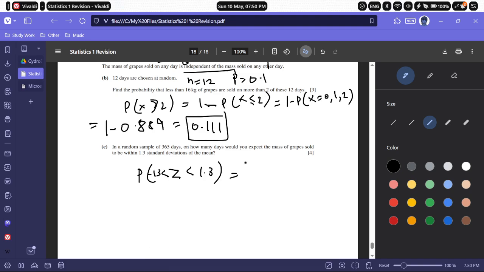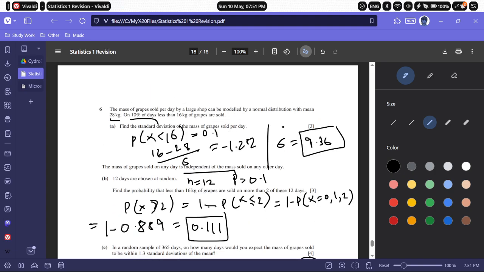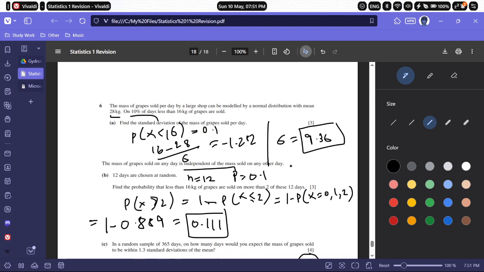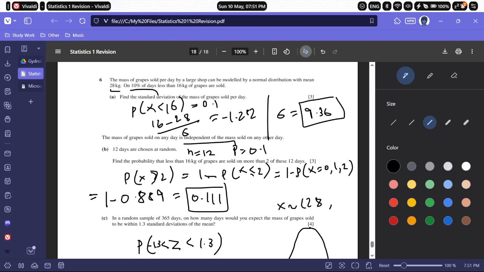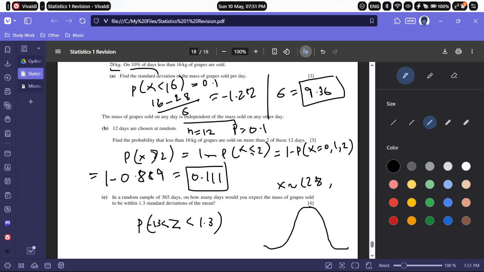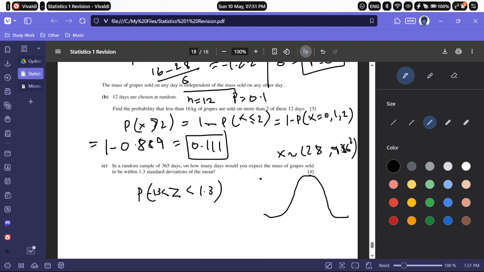Okay, so moving on, this is the last part. Whenever you're dealing with a normal distribution, you have something like this, and in this case, your normal distribution is defined with mean 28 and the standard deviation is 9.36, so the variance is 9.36 squared. Now this is a normal distribution in this case.